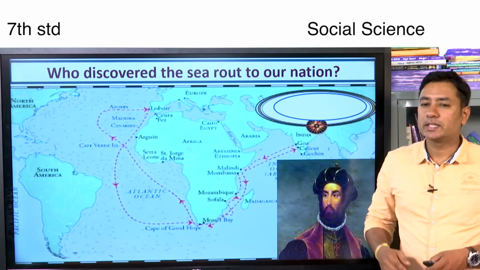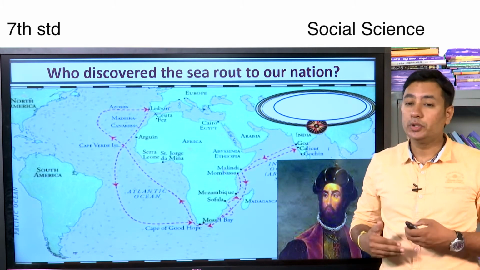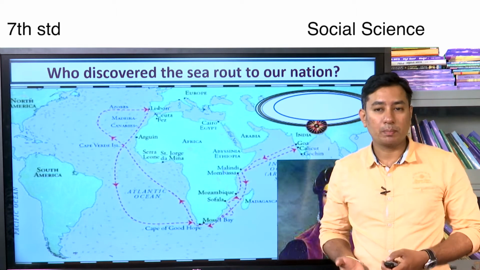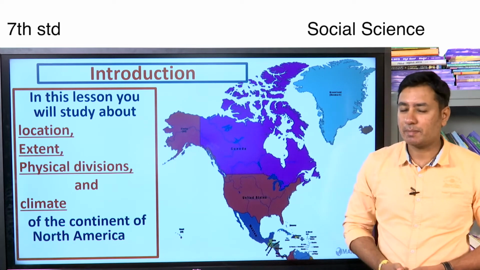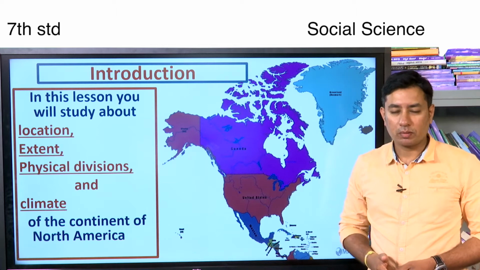Just like this, some other sailors discovered new sea routes to new continents. Till then, the continents were unknown to the people. Which are those continents? See, just like this. This is America. It was discovered by different sailors. I'll talk about that later.